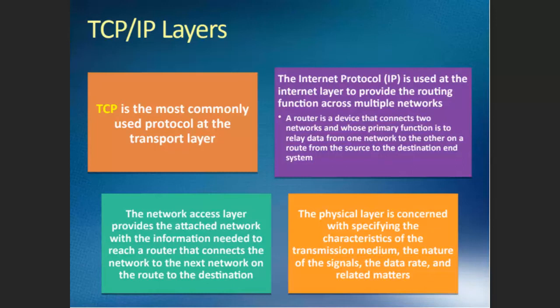The network access layer provides the attached network with the information needed to reach a router that connects the network to the next network on the route to the destination. That's the network access layer. The physical layer is concerned with specifying the characteristics of the transmission medium and the nature of the signals, the data rate, and related matters. It's very important for WAN links, by the way.